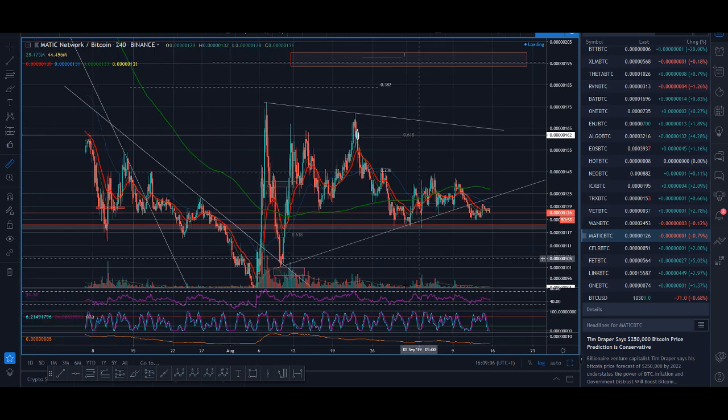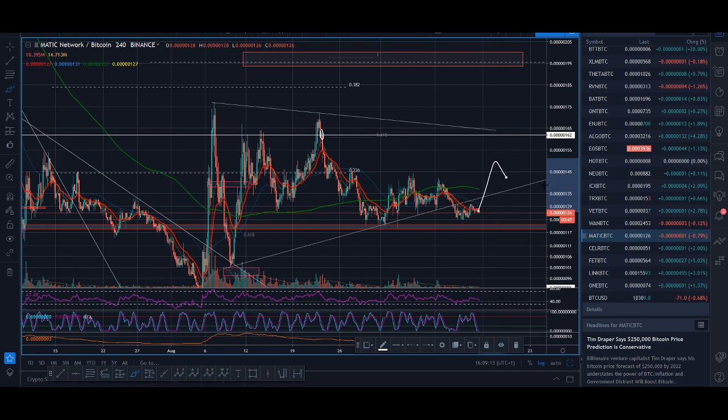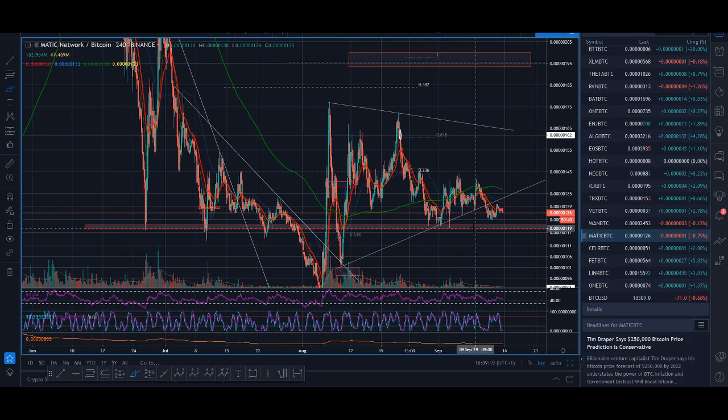Or, if you're really trading a shorter time frame, wait for Matic to break out above here and buy a pullback to the moving average. But at the moment, I'm not too interested in Matic, if there are better setups that I like trading.